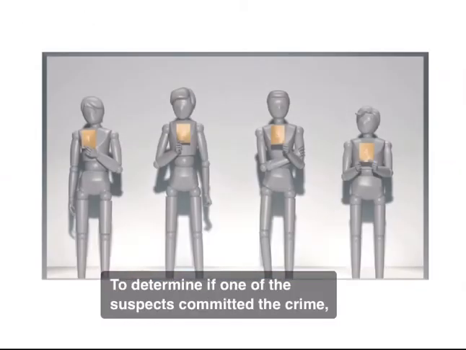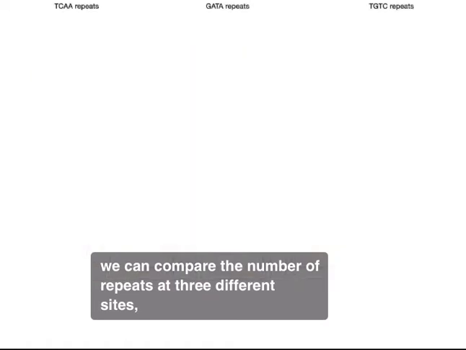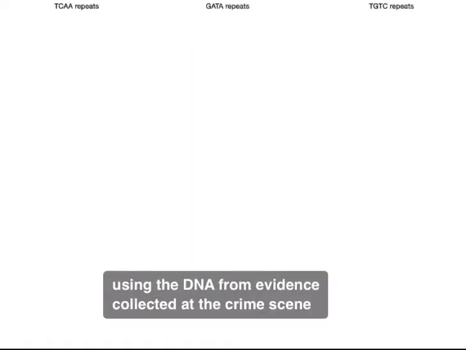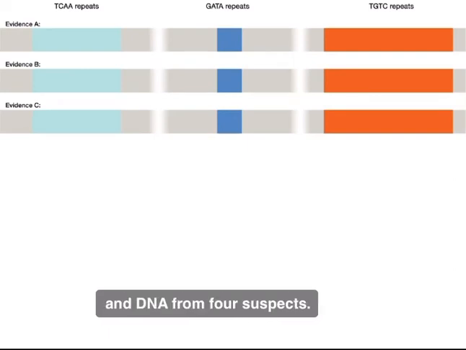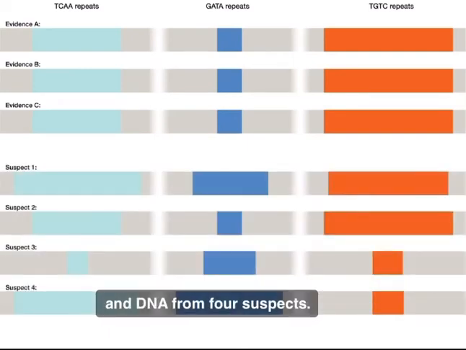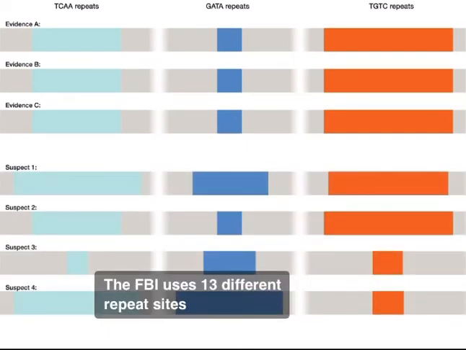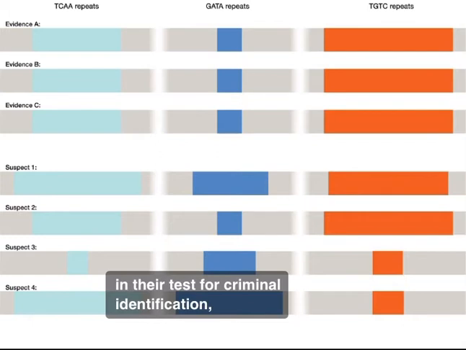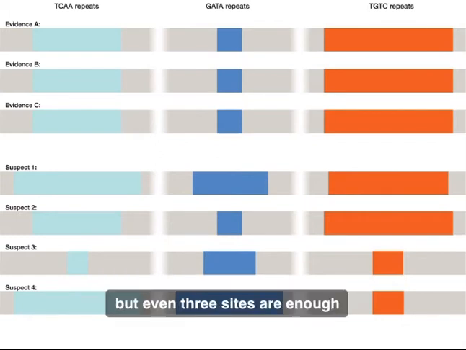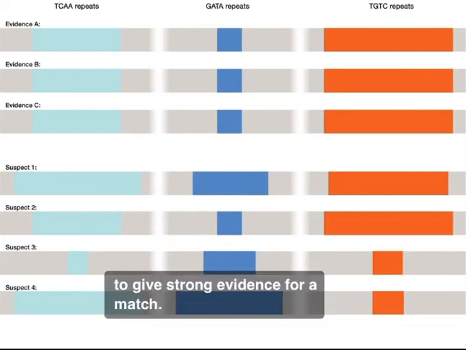To determine if one of the suspects committed the crime, we can compare the number of repeats at 3 different sites using the DNA from evidence collected at the crime scene and DNA from 4 suspects. The FBI uses 13 different repeat sites in their test for criminal identification, but even 3 sites are enough to give strong evidence for a match.